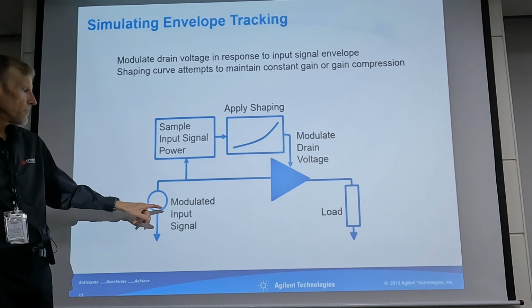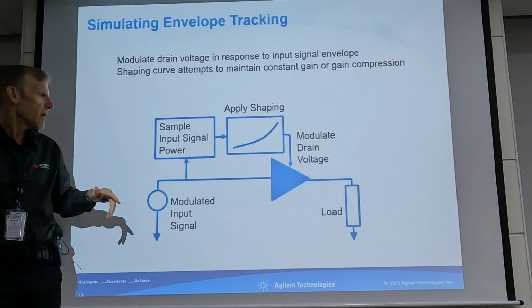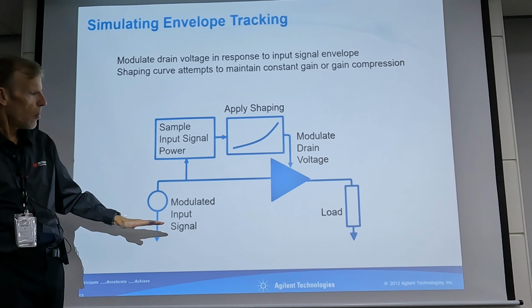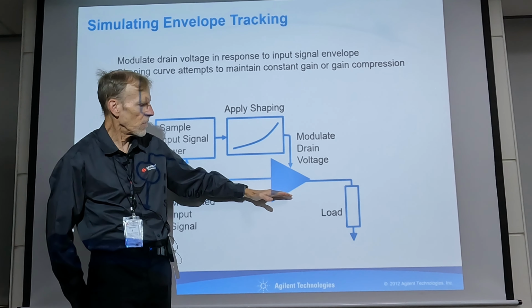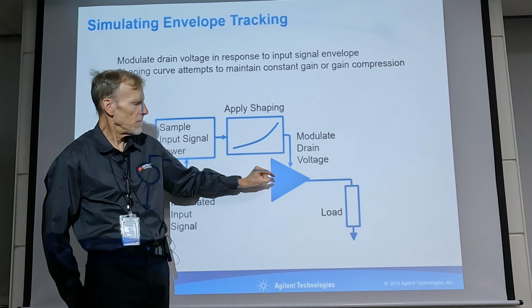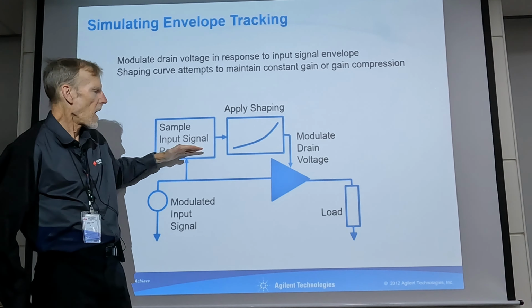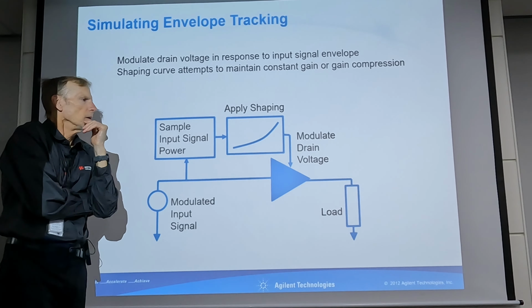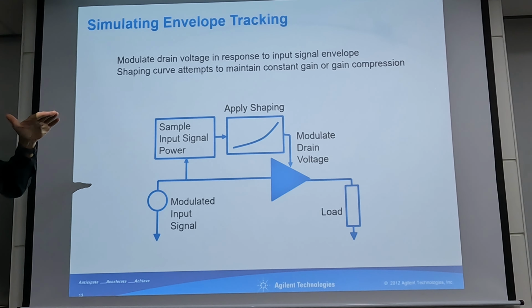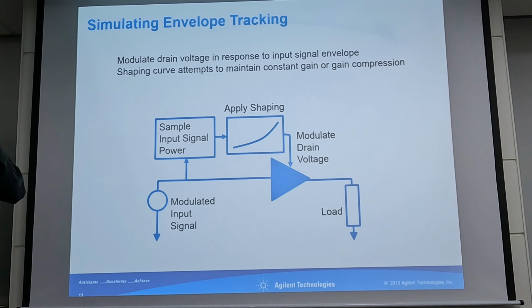You have a modulated input signal which may have a high peak to average power ratio. When the amplitude is low, we can set the drain bias of the PA down, and the power consumption is lower. But when it's high, we can have the drain bias at a higher level. So we can just have the drain bias of the amplifier track the amplitude of the input signal and keep it operating more efficiently.